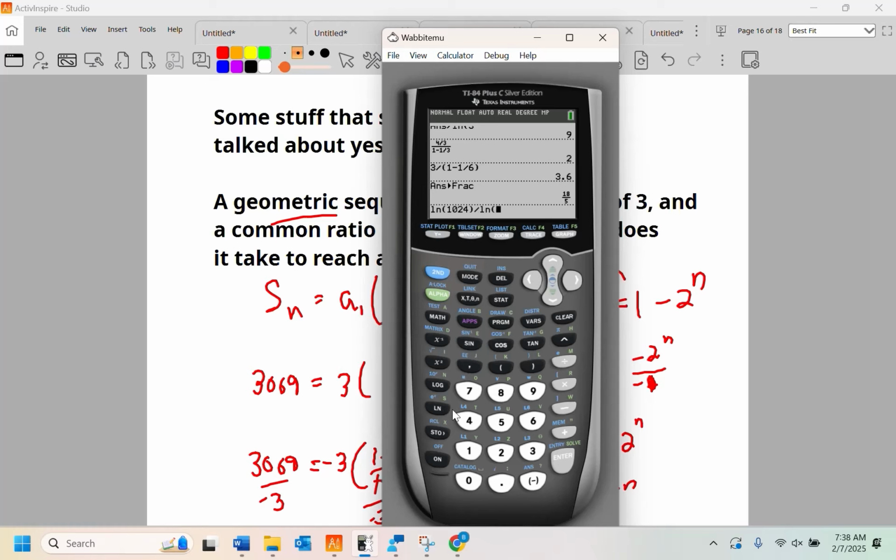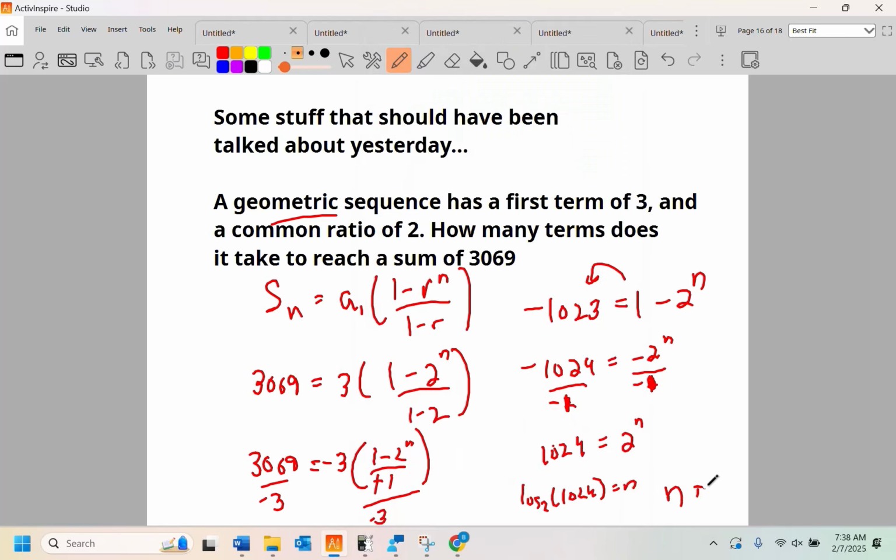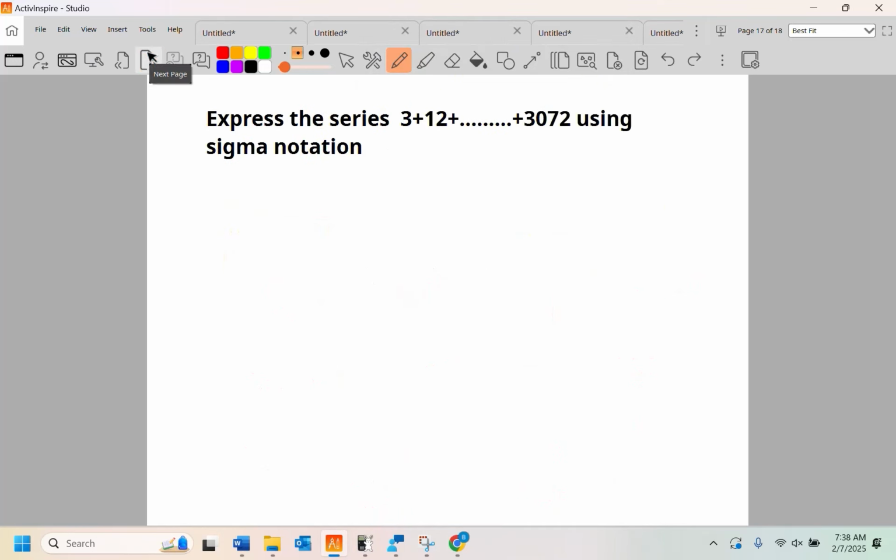Over the ln of 2 should be a nice whole number. And it is, it's 10. So n is 10. Give me a minute. All right, 2 to go.